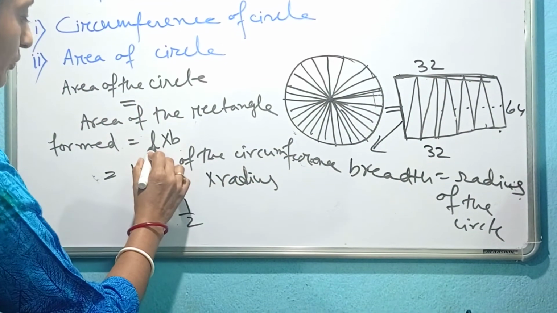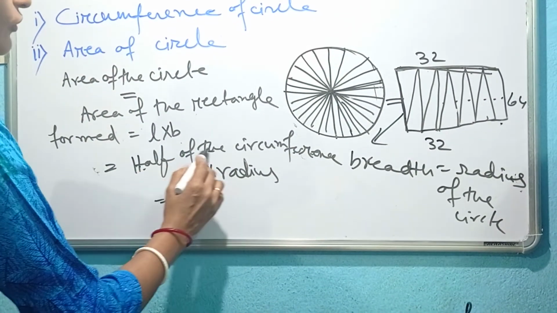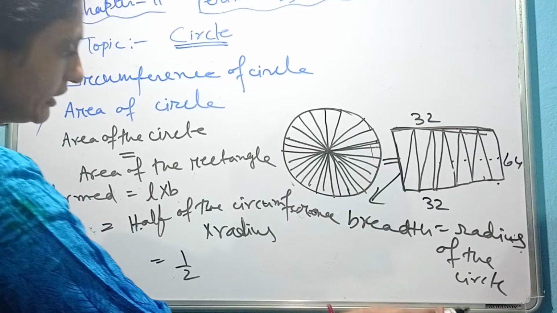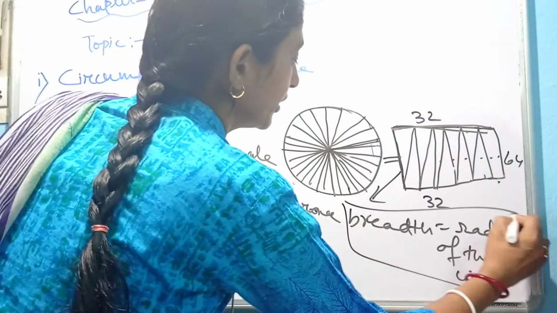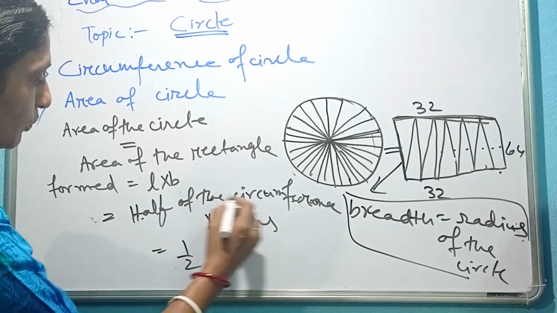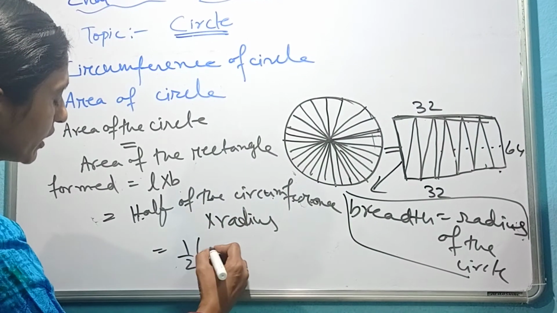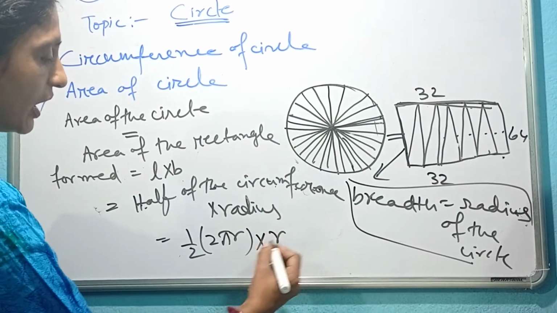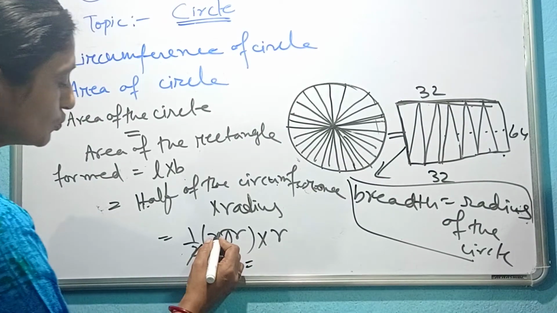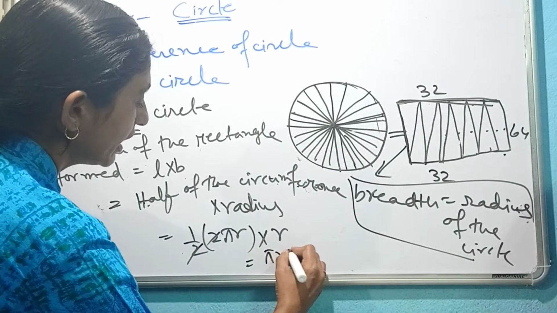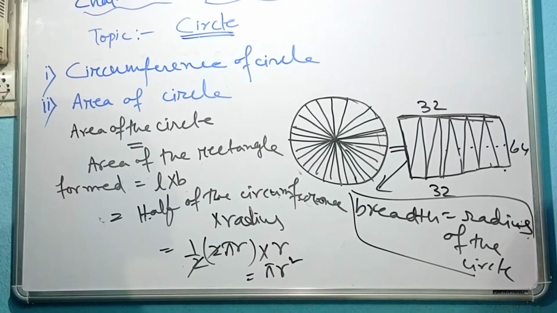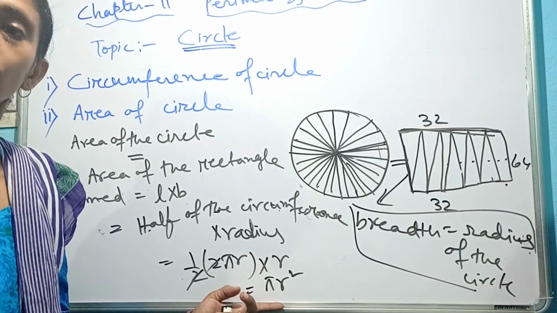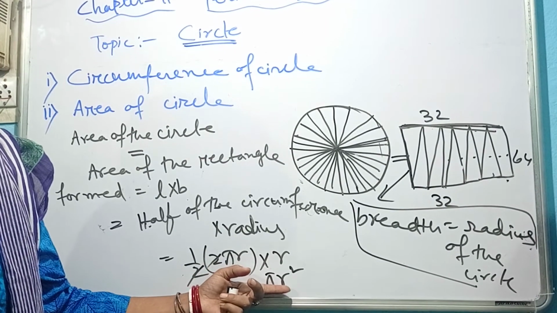So in place of length, we write half of the circumference, and the breadth, as we discussed earlier, is equal to the radius of the circle. By formula, the circumference is 2 pi r. So half into 2 pi r, times radius r. The 2 and 2 will be cancelled, so we get pi, and r will be multiplied. So the formula of the area becomes pi r square. This is the formula of the area of a circle. In this way we get the area of a circle.